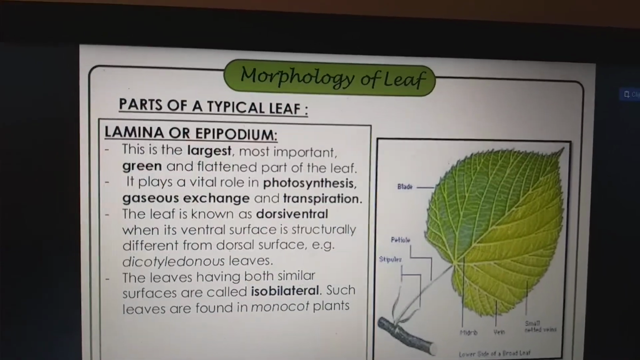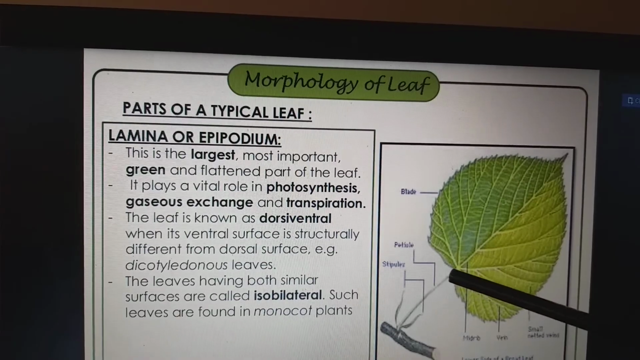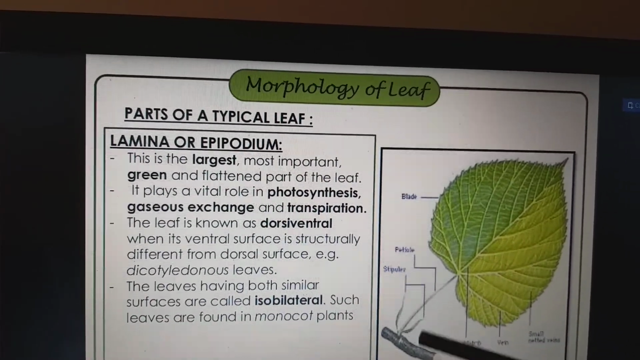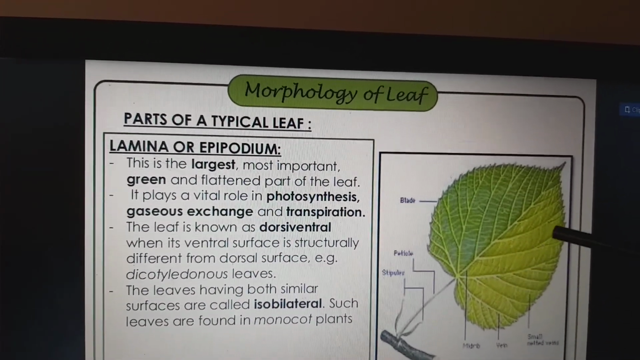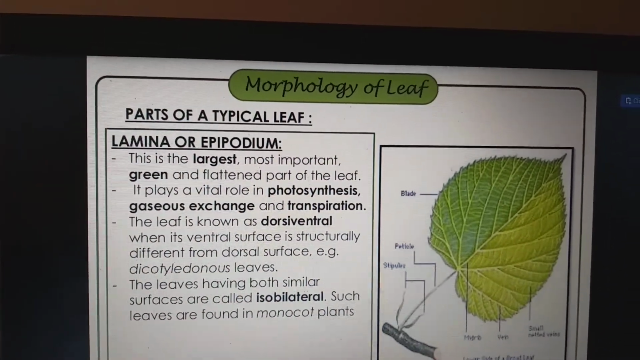So this is the lower side of a broad leaf. This part we call the blade and this is the petiole, and we have the stipules, midrib, veins and smaller veins, with the veinlets coming from the smaller veins.